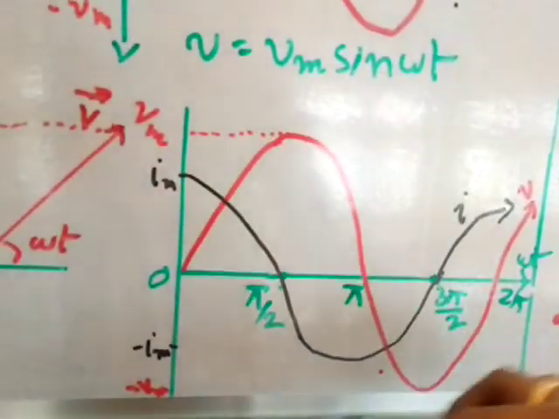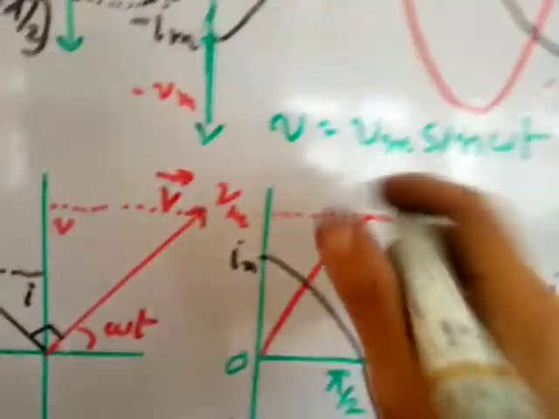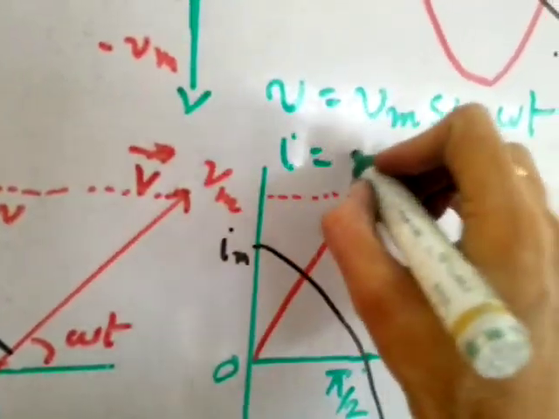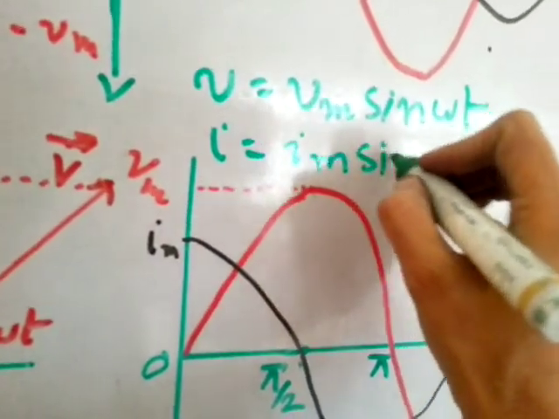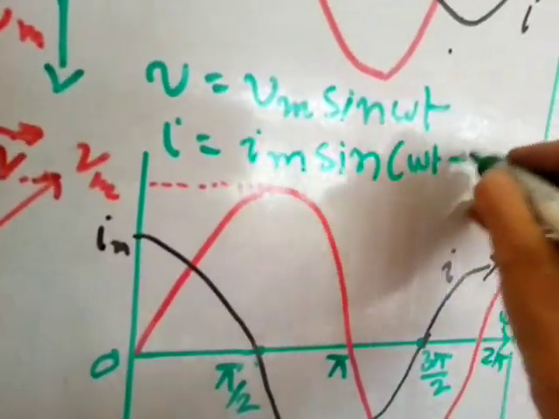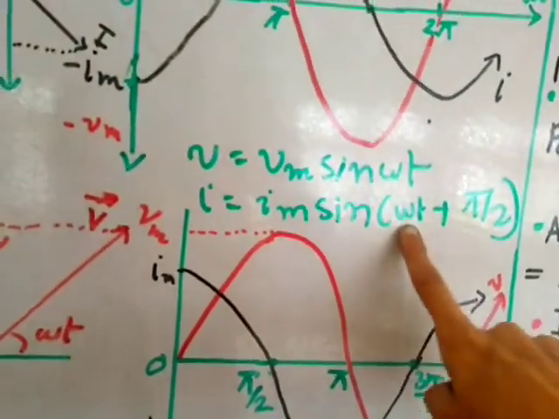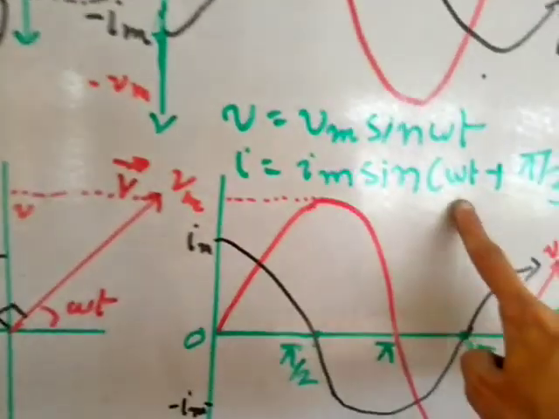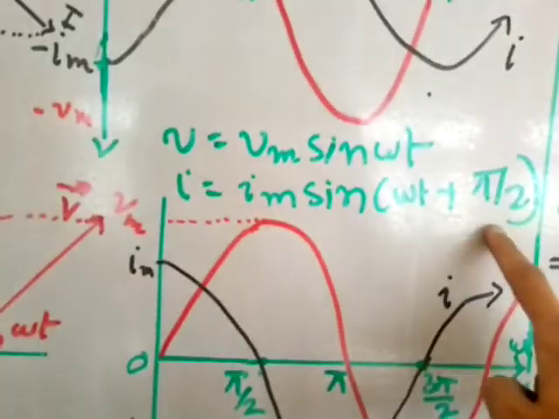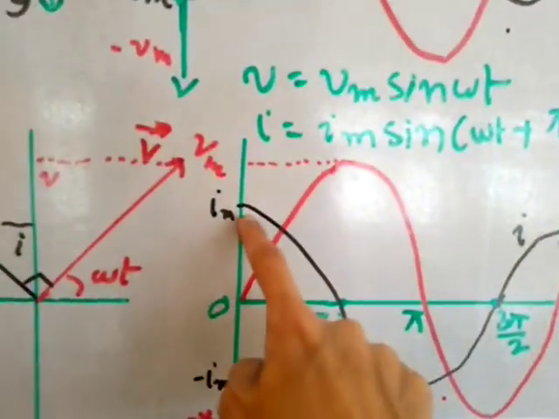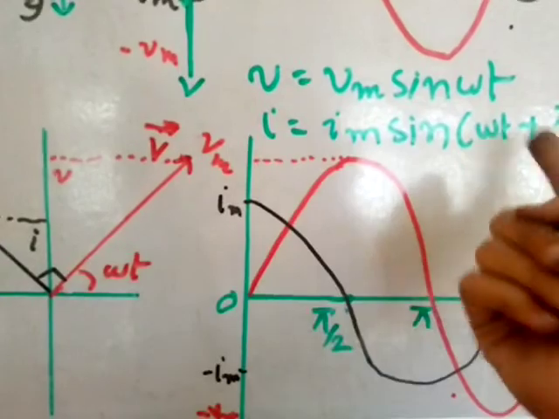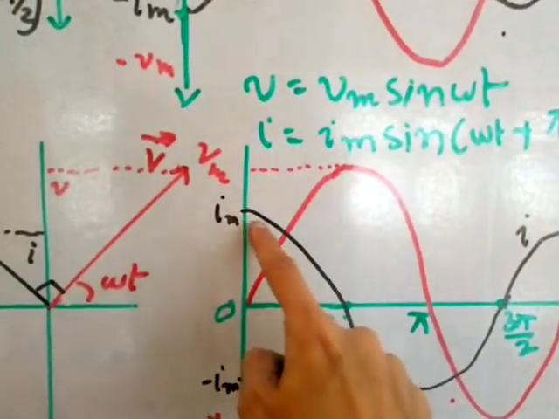Now we'll find for the current. So current I is equal to Im sin of omega t plus pi by 2. Okay, this is the formula. So let us put here. First you put 0, we'll start with 0. When you put 0, you get sin pi by 2. Sin pi by 2 is 1, so Im into 1 means current is maximum, that is Im.